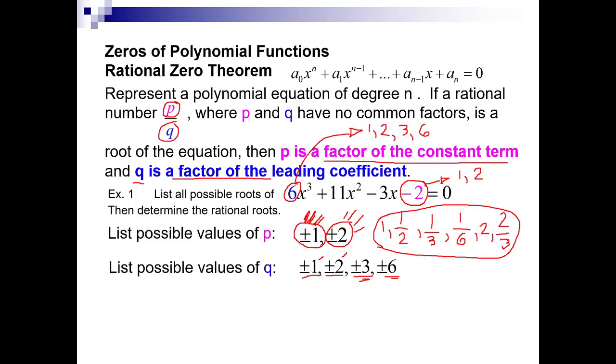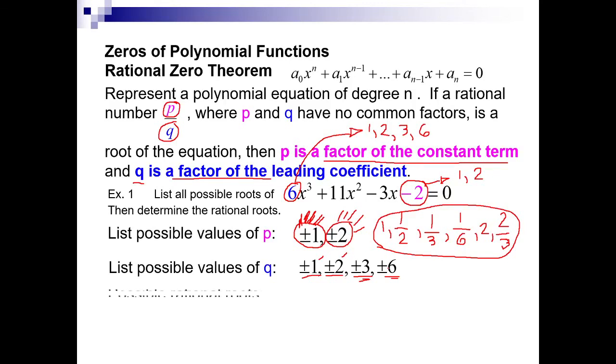Okay, let's continue. So, the concept there is simply to start with this first factor of p. This is the first numerator. Divide that by each value of q. So 1 over 1, 1 over 2, 1 over 3, 1 over 6. Then after which, go to the next value of p. That's 2. 2 over 1, 2 over 2, 2 over 3, 2 over 6.